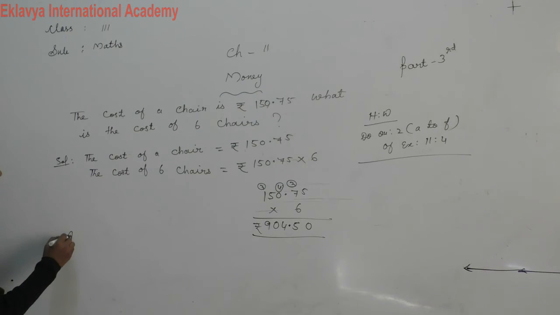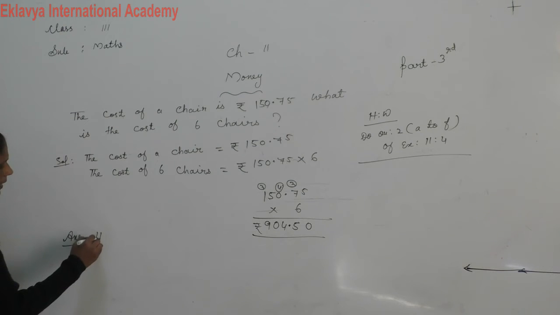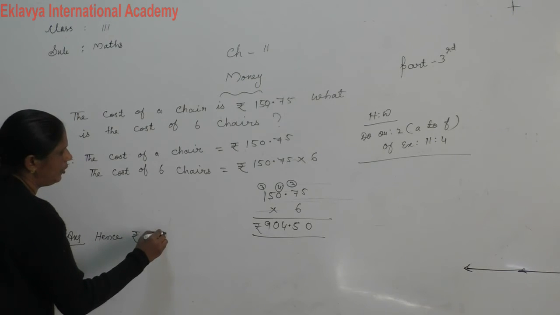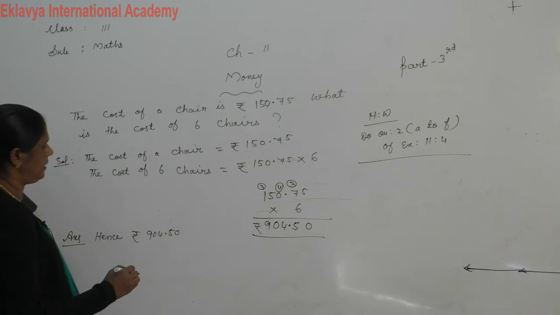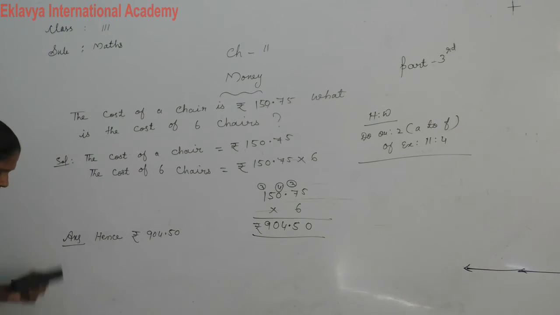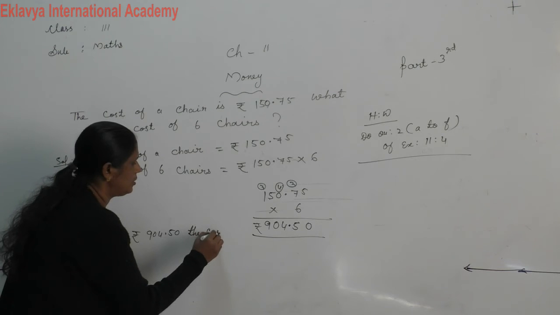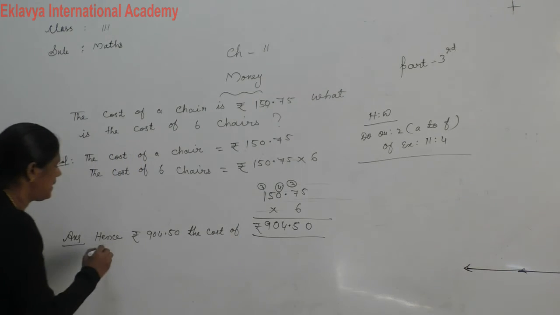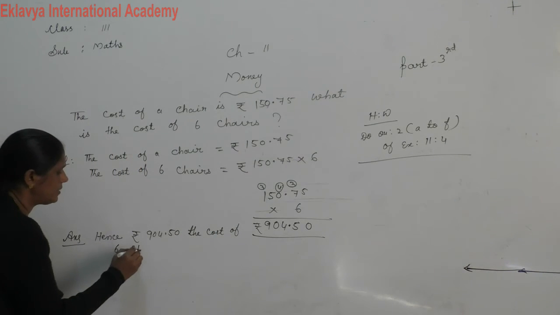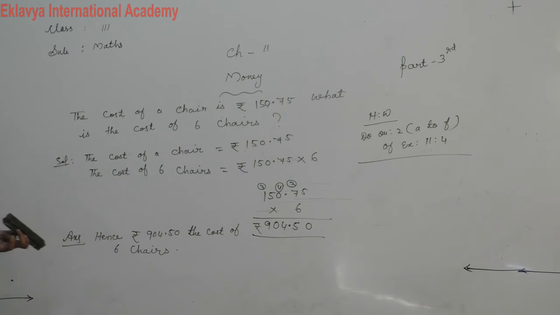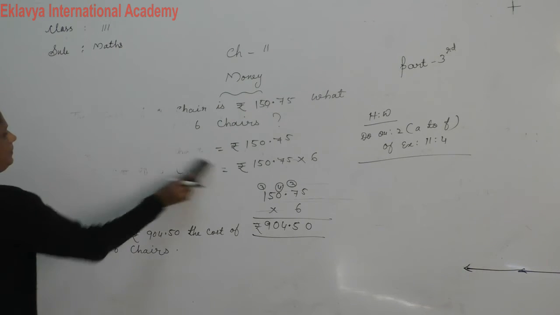Then which word do we use? Answer: hence rupees 904.50 is the cost of 6 chairs. Understand you? One more question, right?